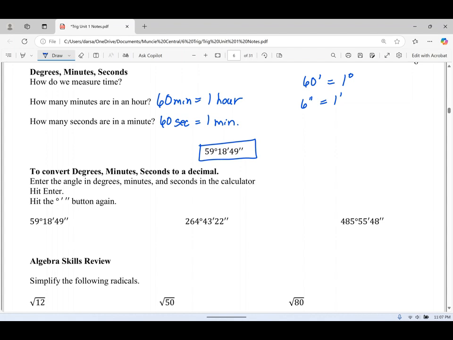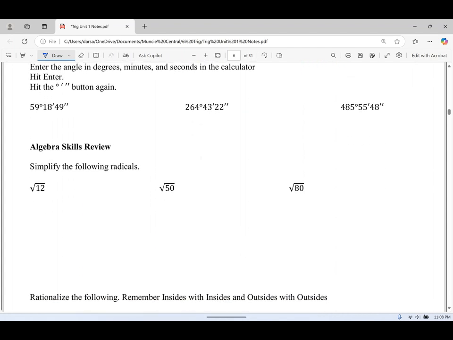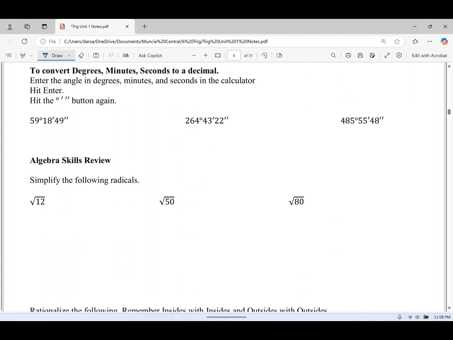That's basically just 59 degrees and a little more, but tinier and tinier measurements, just like hours, minutes, and seconds would be measured the same way. Now, what we need to do functionally in our class is be able to take an angle that is measured in degrees, minutes, and seconds and turn it into a decimal.